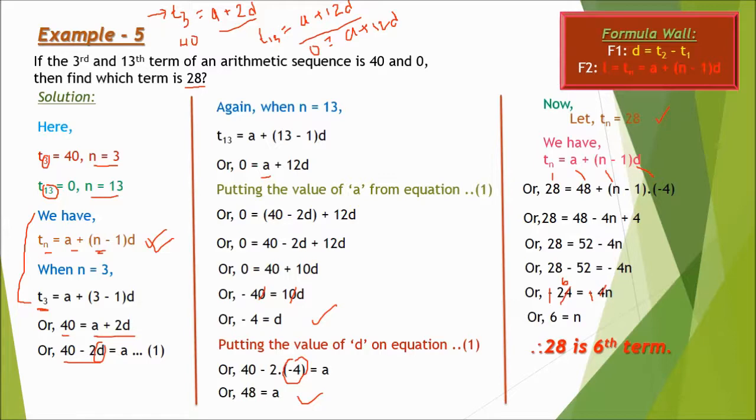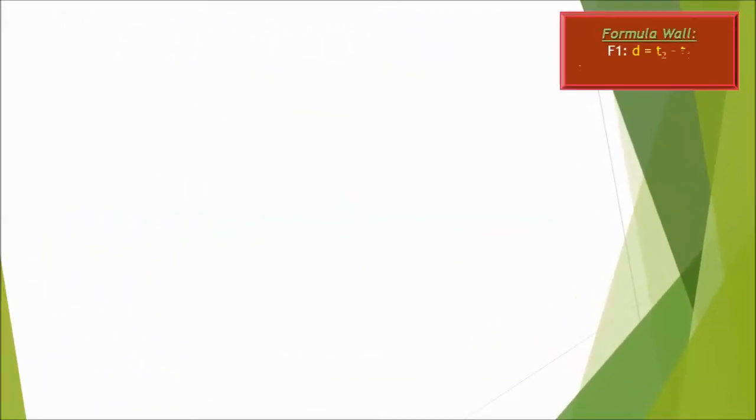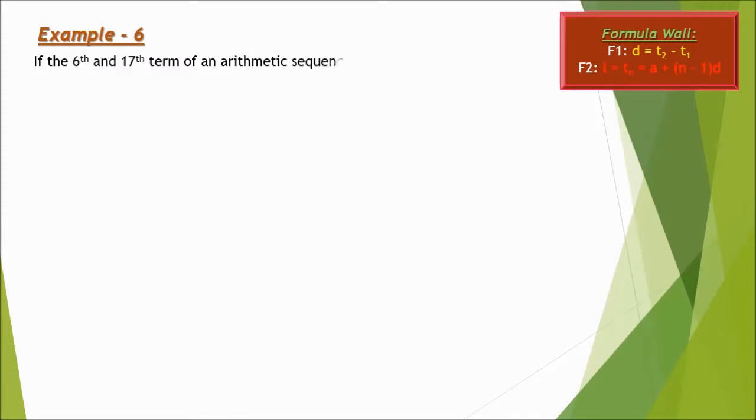Now there is another question before the exercise, example 6. If the 6th and 17th term of an arithmetic sequence are 19 and 41, it is like the previous example, and the difference only is that in the previous example we had to find which term is 28, and here we have to find T100. Now let's proceed. We will go really quickly here.